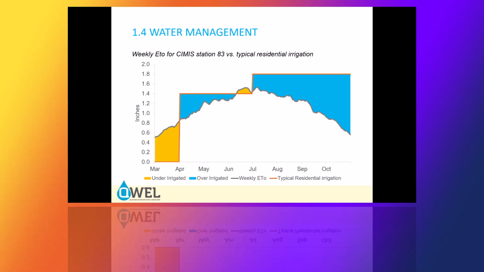The goal of the water manager is to match irrigation to the ETo line. So we don't want to underwater like we're seeing here between March and April, and we don't want to overwater like we're seeing here between April and June, and then again from July through October. All the blue areas are overwatering, all the yellow areas are underwatering. A proper and good water manager is going to try to stay as close to the weekly ETo line as possible.